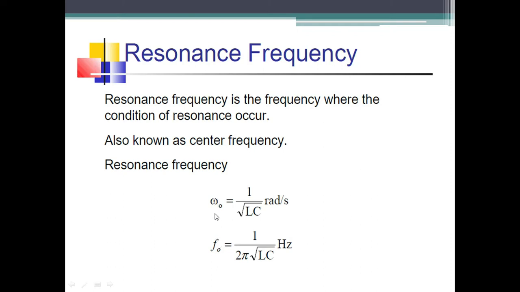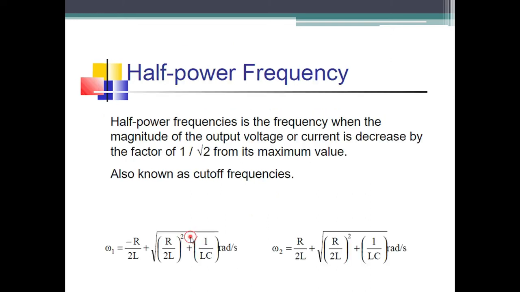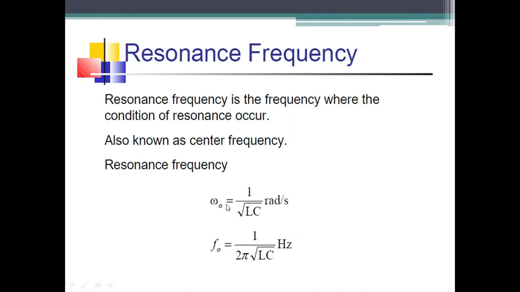Then how to calculate it? Omega is equal to 2 pi f, therefore omega 0 is equal to 2 pi f0, which means 2 pi f0 is equal to 1 upon square root of LC. Therefore f0 is equal to 1 upon 2 pi square root of LC. In this way we calculate the resonant frequency: the equation for the resonant frequency is f0 equal to 1 upon 2 pi square root of LC.